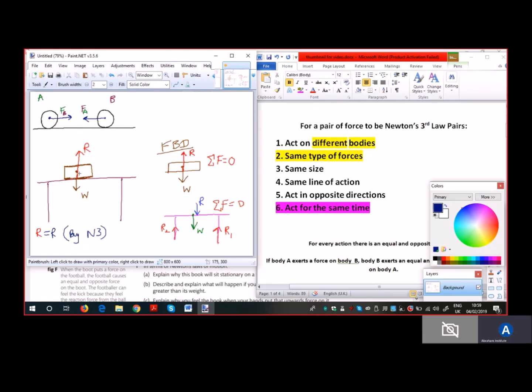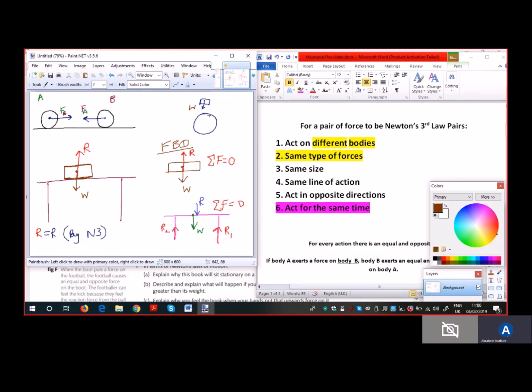Now you may be wondering, what about the weight? I will try to draw it here. Let's say this is the earth, and this is the book. The book is on the table. Now there is a weight force exerted by the earth on the book. We call that W. Maybe I can use the same brown color so that it's easy for you to understand. So we have this W, that is the weight of the book.